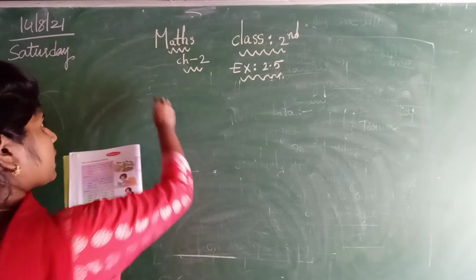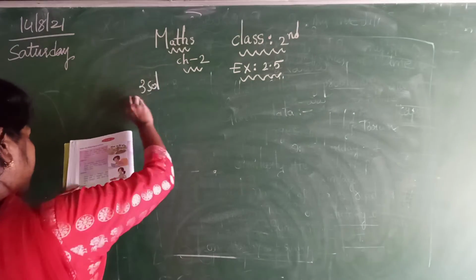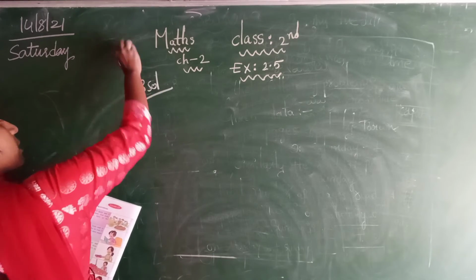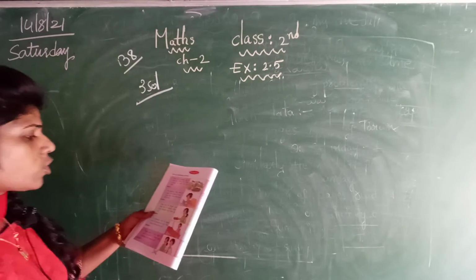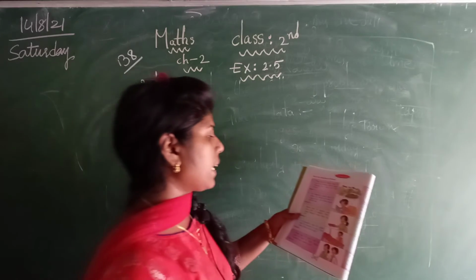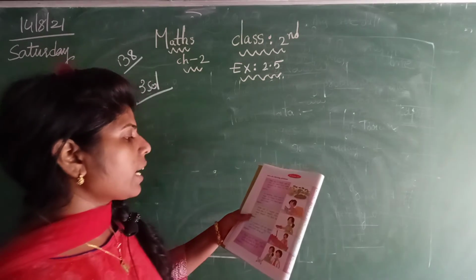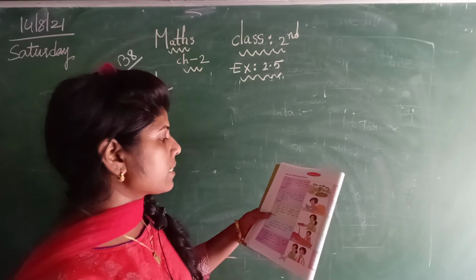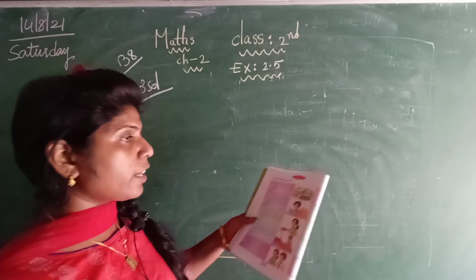Next, the third problem is on the same textbook page number 38. Third solution: Mona had 28 bangles and Sona had 36 bangles. How many bangles were there in all?